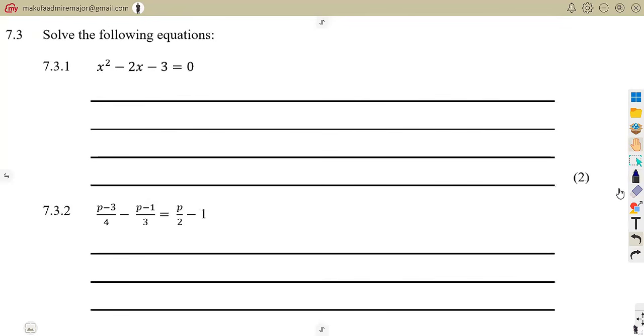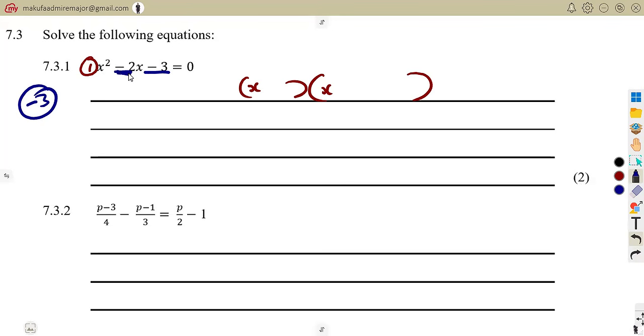Solve the following equations. The first one is a quadratic equation that we are given. So we can simply do this by factorization. Remember the coefficient there of x squared is 1. So we simply have 2 brackets. All right, so you're going to have x and x here. What are the factors of negative 3? But these factors of negative 3 must add up to minus 2.